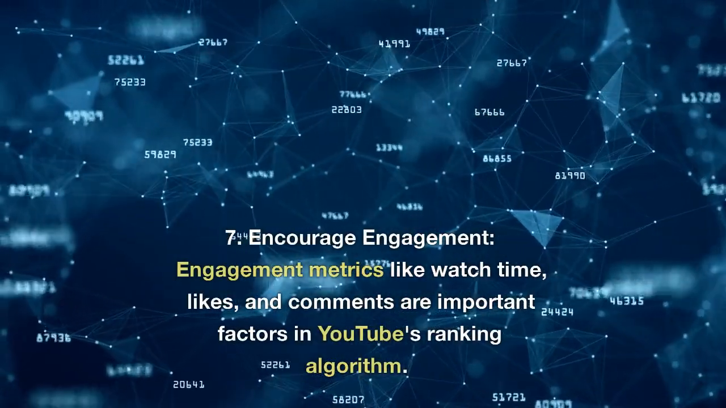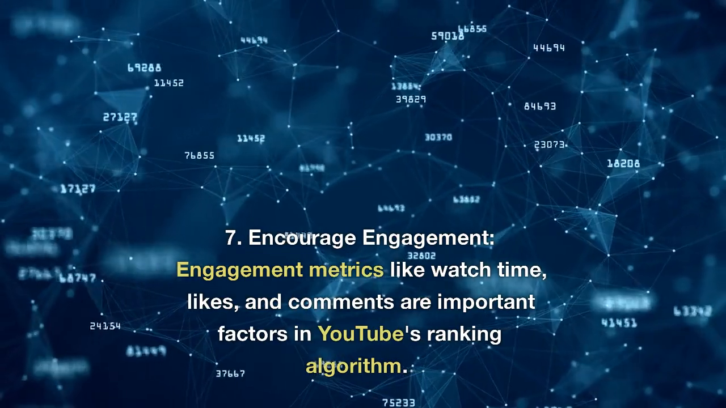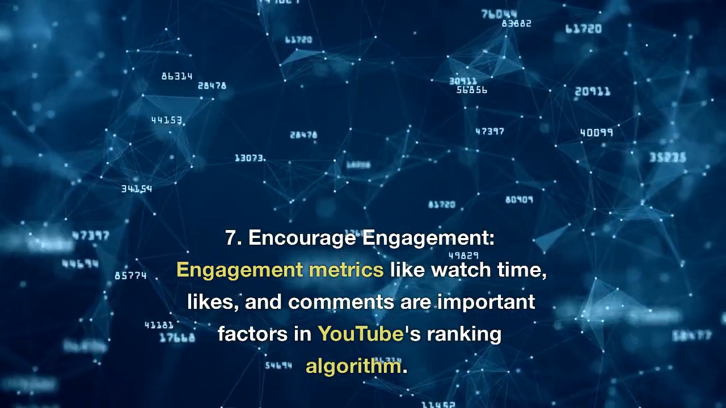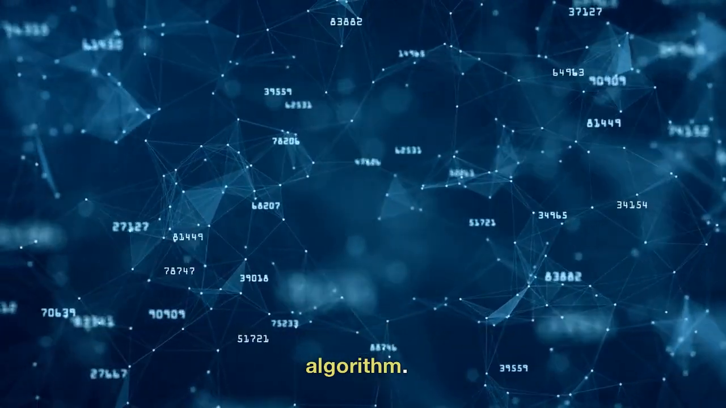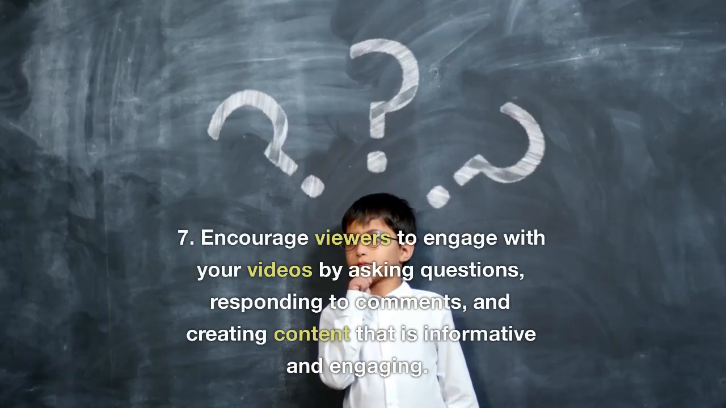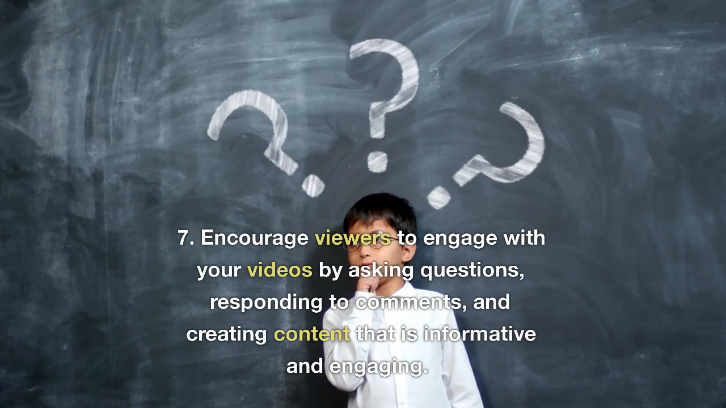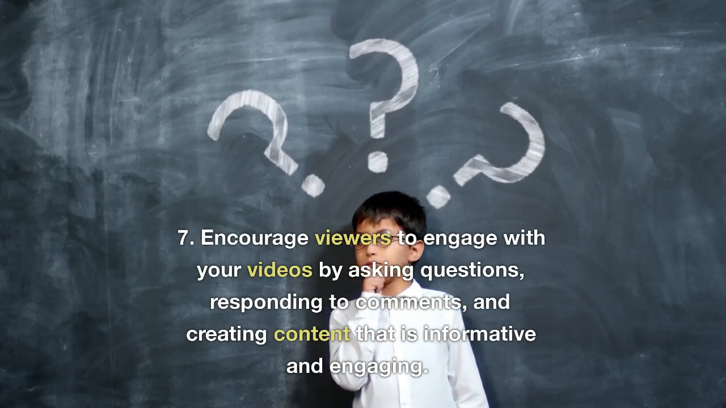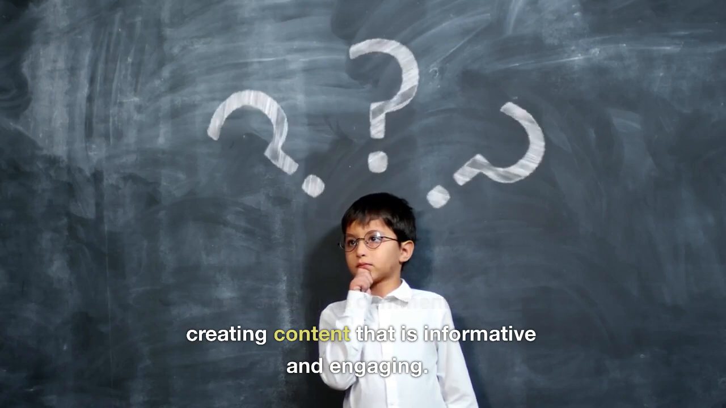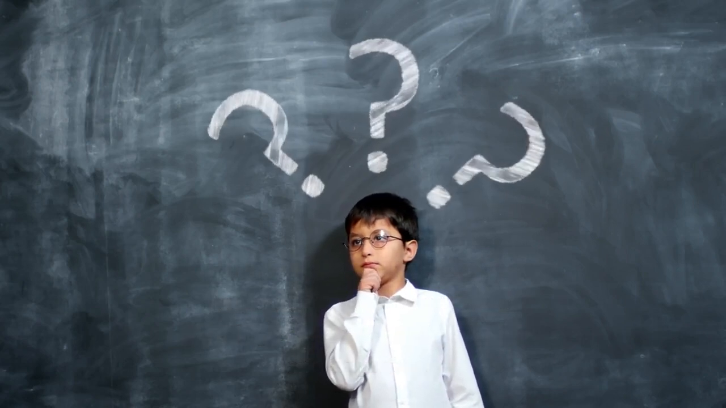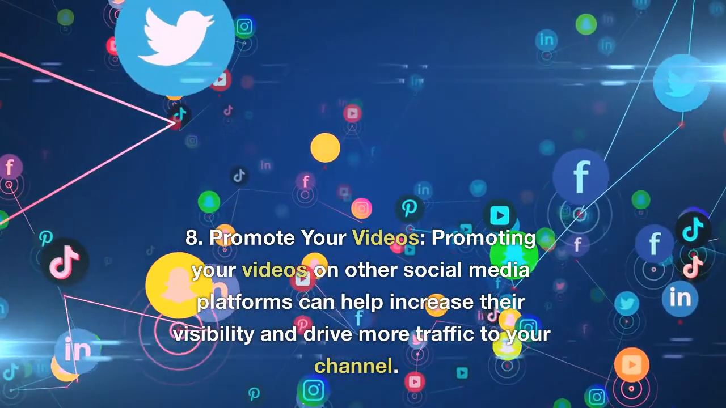7. Encourage engagement. Engagement metrics like watch time, likes, and comments are important factors in YouTube's ranking algorithm. Encourage viewers to engage with your videos by asking questions, responding to comments, and creating content that is informative and engaging.